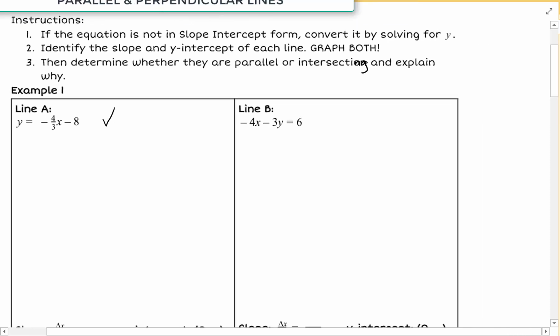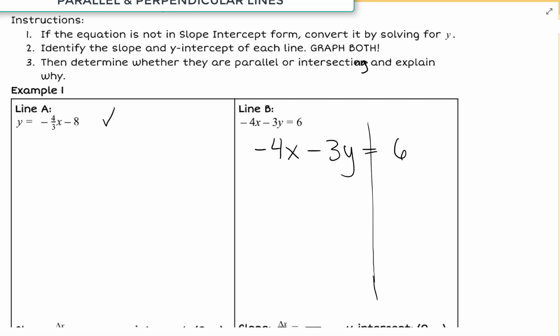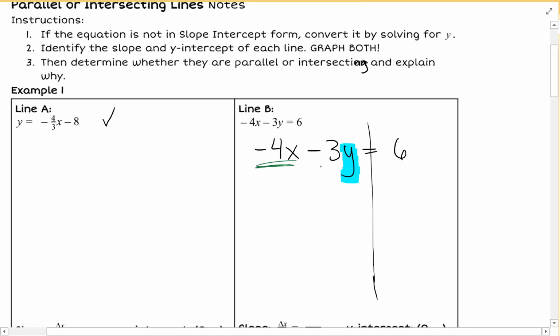Line B, however, the y is with a lot of other things on that side of the equation. So looking at this equation, negative 4x minus 3y equals 6. Sometimes visually it helps me to draw a line down the equal sign so I know for sure what is the left side and the right side. First of all, I want to get y by itself. I have a negative 4x that needs to be moved to the other side.